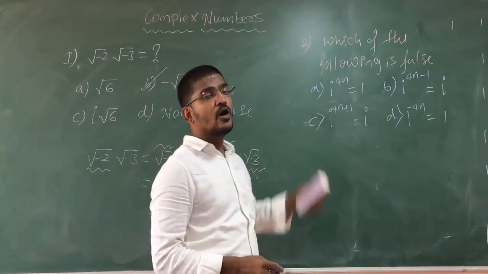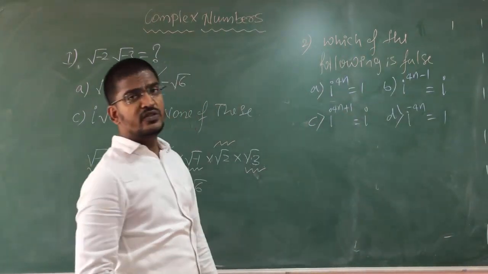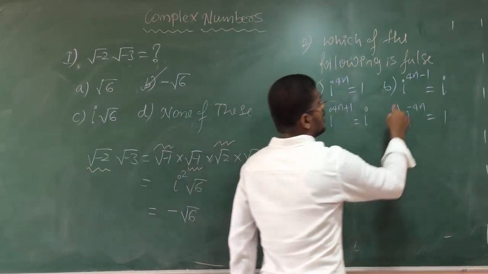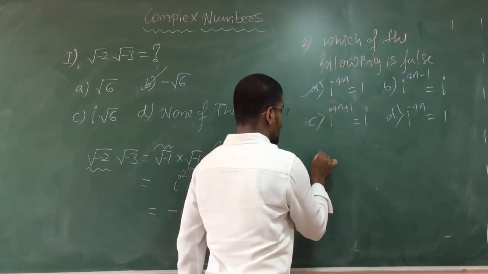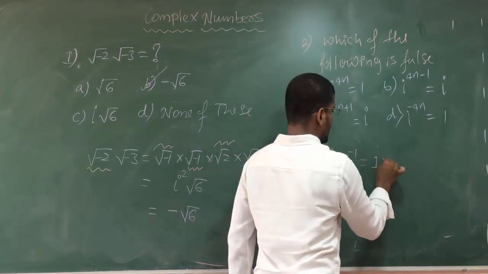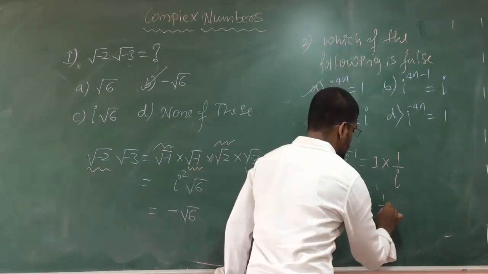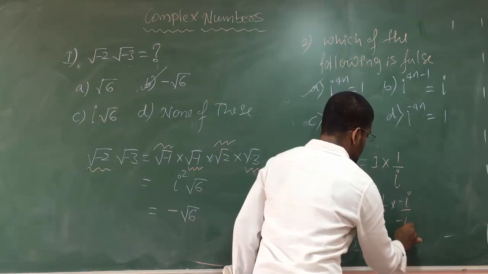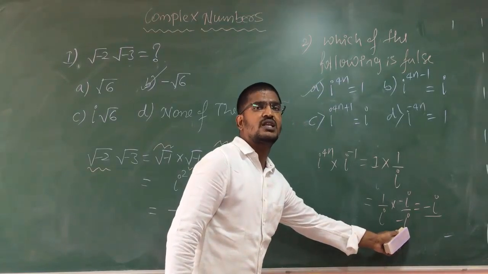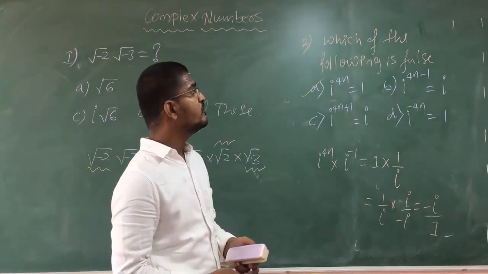Now let us go for problem number 2. Which of the following is false? We already know that i to the power of 4n is equal to 1. We know this. Now i to the power of 4n minus 1 means i to the power of 4n into i to the power of minus 1. So that is 1 into 1 by i. Now how can you write this? That is nothing but 1 by i times minus i divided by minus i, which is minus i divided by i into i square. i square is minus 1, so minus 1 into 1 plus 1. So this will be minus i. So now you got your answer.